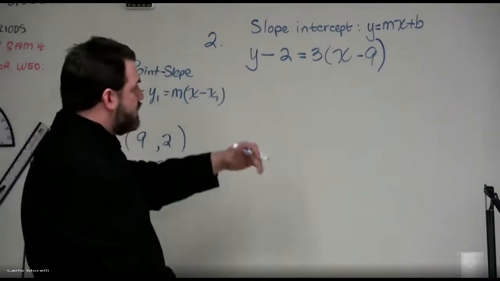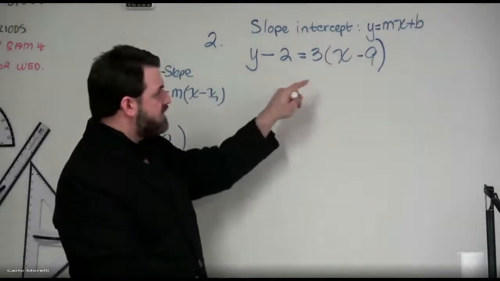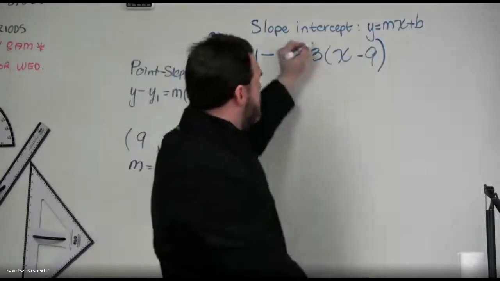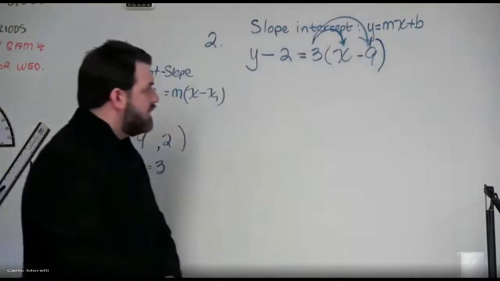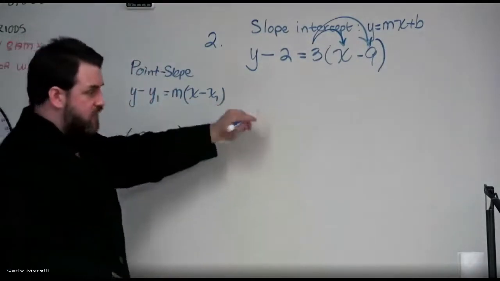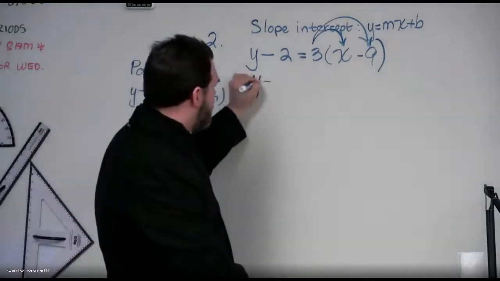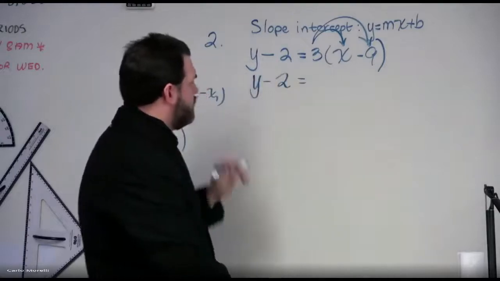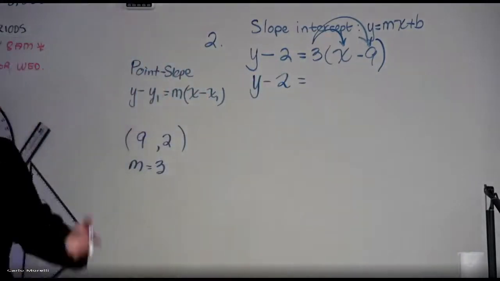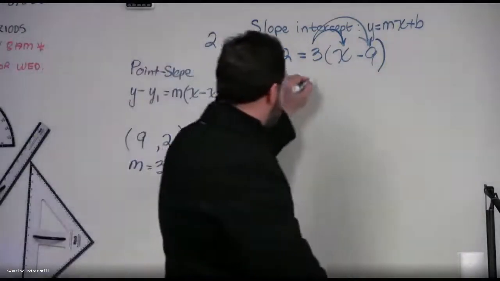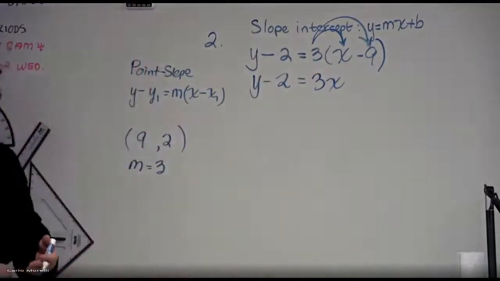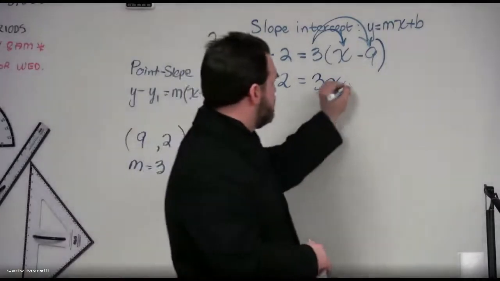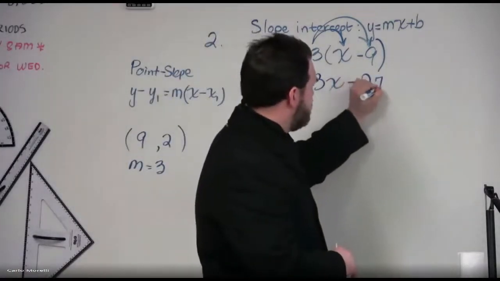Now let's go ahead and do this. So it wants us to somehow turn this into that. So what we're going to start by doing is run these distribution lines here. The left side does not change. So we just rewrite y minus 2 equals. We didn't touch that. 3 times x is 3x. 3 times negative 9 is negative 27. You just write minus 27.